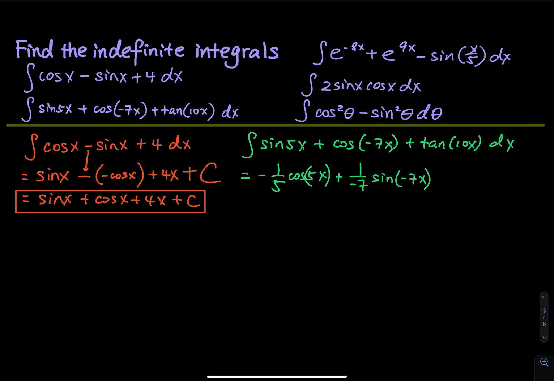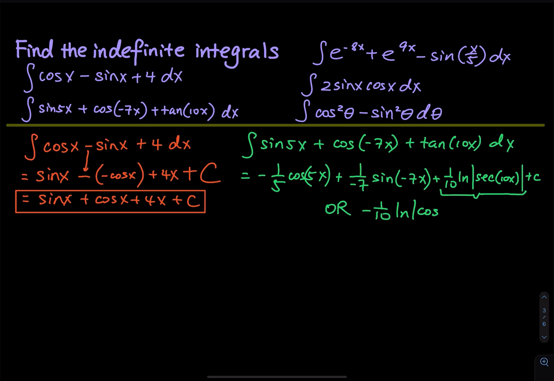How about tangent? The integral of tangent is ln absolute value of secant, right? So you have ln absolute value of secant 10x, and then the same concept, you have to prepare 1/10 in front of it, and then there is a plus c. Now, is there another way to write this? For the integral of tangent, there is ln absolute value of secant, or you can use negative 1 over 10 and then ln absolute value of cosine of 10x.